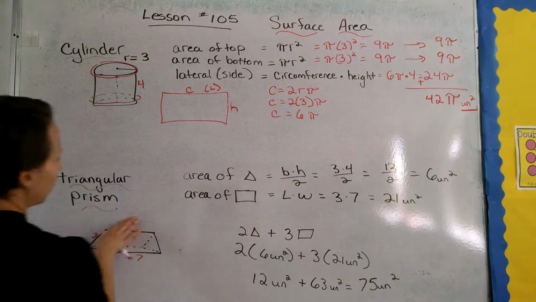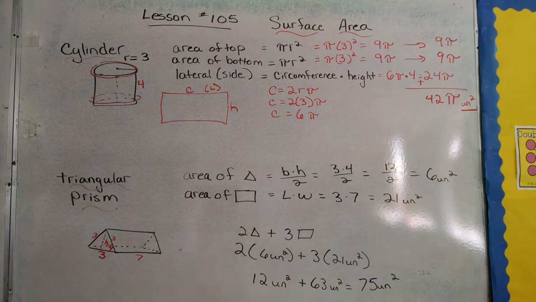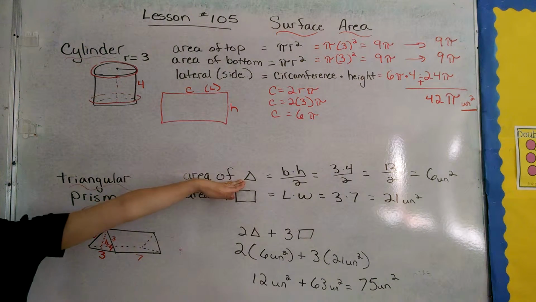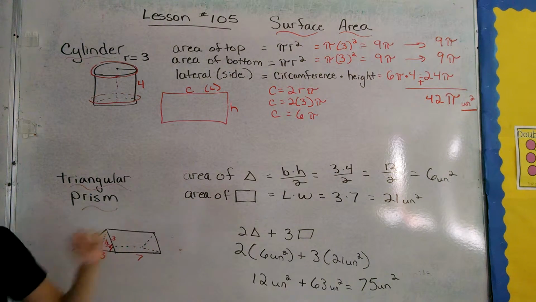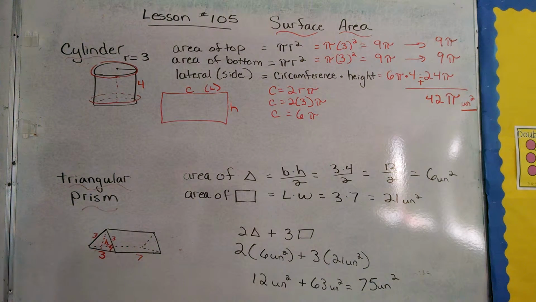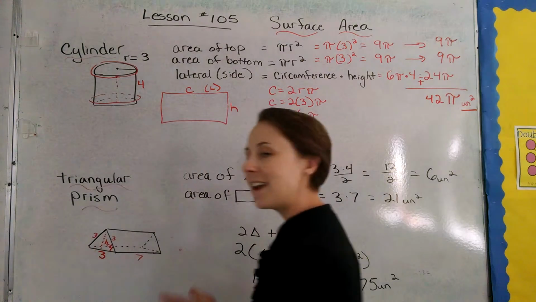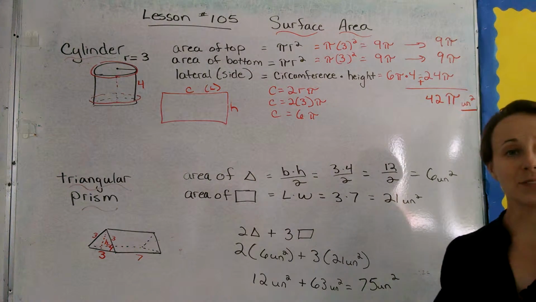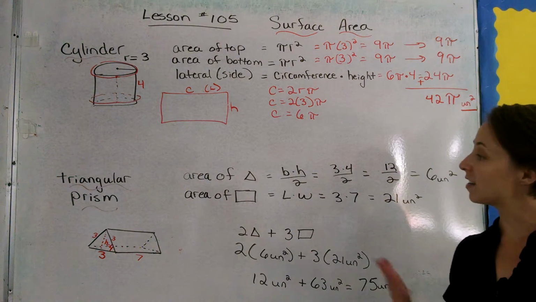Let's look at the triangular prism. I have two shapes here to decide. I have my triangles, which are the ends, and I have my rectangles around the sides. I want to find the area of the triangles, then the area of the rectangles, and then add them all together. I know how to find the area of a triangle. These are already things we've done before, so this should be stuff you're getting good at.